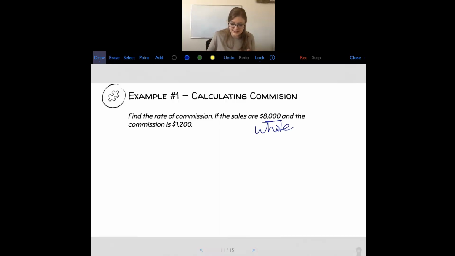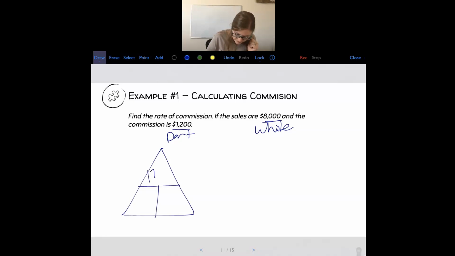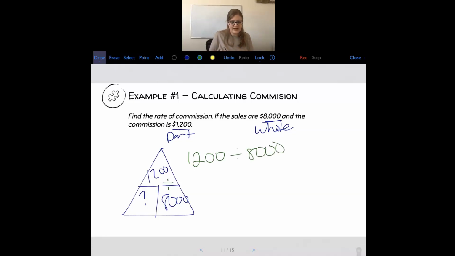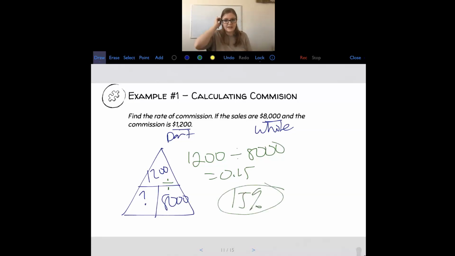And then the commission is the part, and we're looking for the percentage. Okay, so we can use the triangle that we talked about before, where the part is 1,200. We're looking for the percent, and the whole is 8,000. Remember, if they're on different levels, we divide. So 1,200 divided by 8,000, and we get 0.15. So we're asked to put this as a rate or a percentage. So this would be 15%.